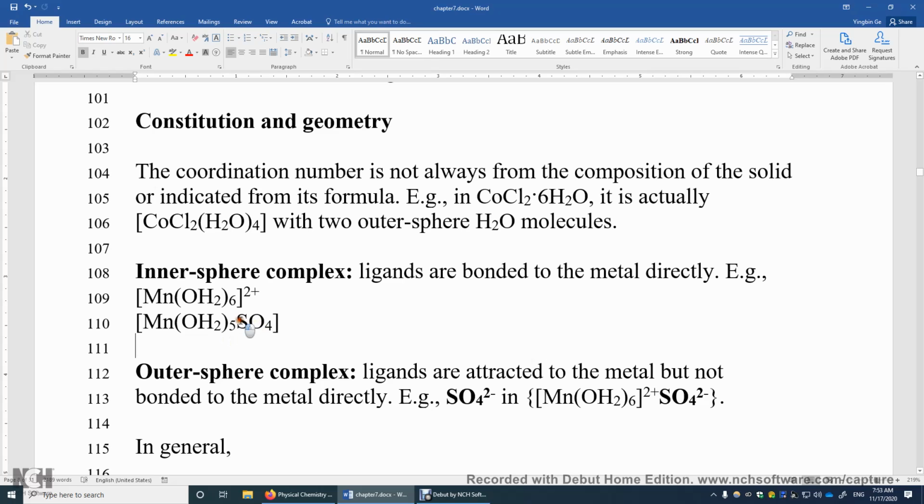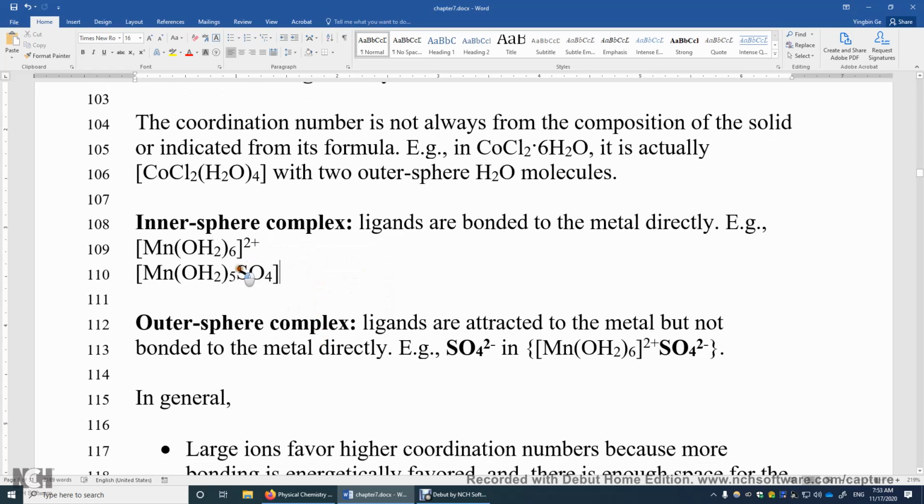Over here, I want to specify this. This SO4 2- is not the counter ion in the solution. So this SO4 2- is directly bonded to the metal. It's considered one of the ligands. The general name of this is sulfate. And the ligand name, you just replace the ending E with letter O.